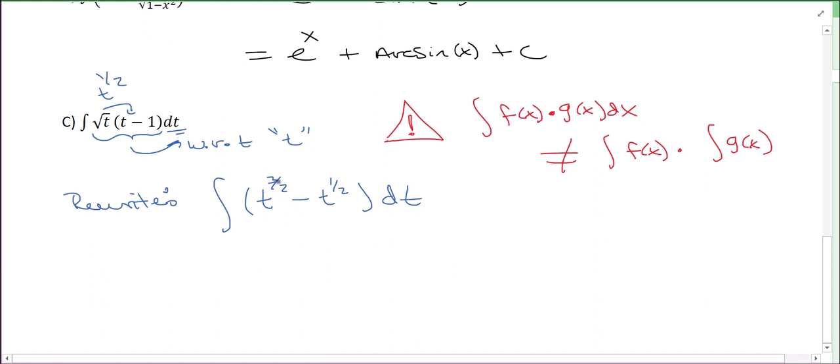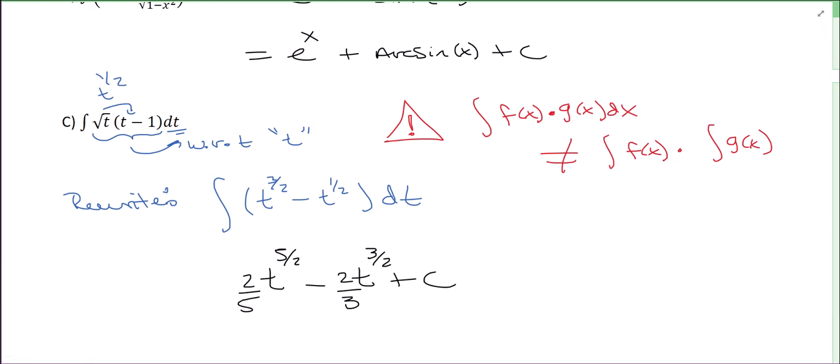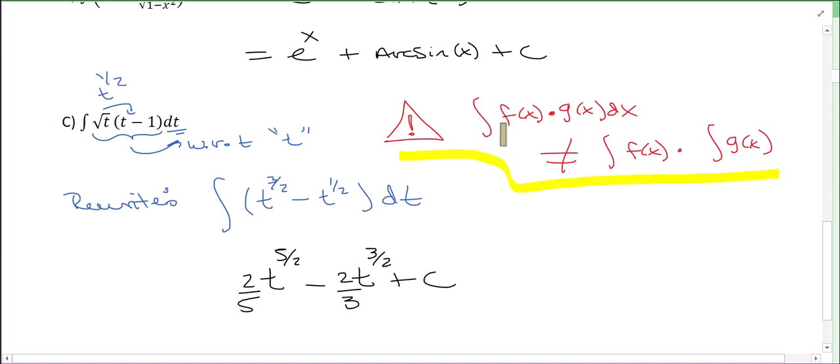So this will be add 1, so it'll be t to the 5/2 divided by 5/2, that's the same thing as multiplying by 2/5, minus t to the 3/2, right? Add 1, divide by 3/2, which is the same thing as multiplying by 2/3, and then plus c. So the big thing here is to remember that when you have the product of two functions and you want to find the antiderivative, you can't just do the antiderivative of the product. So be careful about that. Make sure that you distribute it through, or when you get to Calc 2, you'll learn a lot more techniques of integration and how to undo products, how to undo quotients, how to undo the chain rule, and so on.